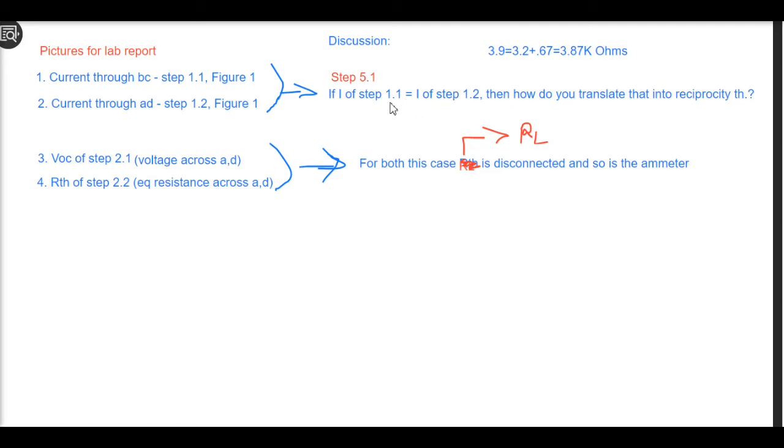From here you have to establish your reciprocity theorem. And if there's a difference, for example a percentage error, then what might be the cause? You have to state that. That's your step 5.1. You can see that in the discussion section.